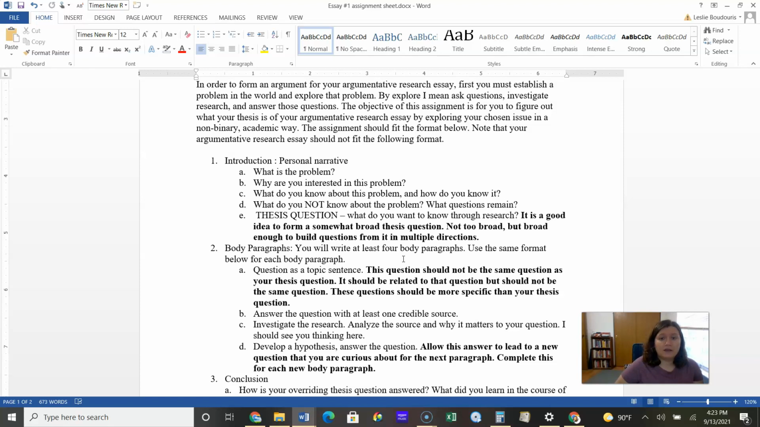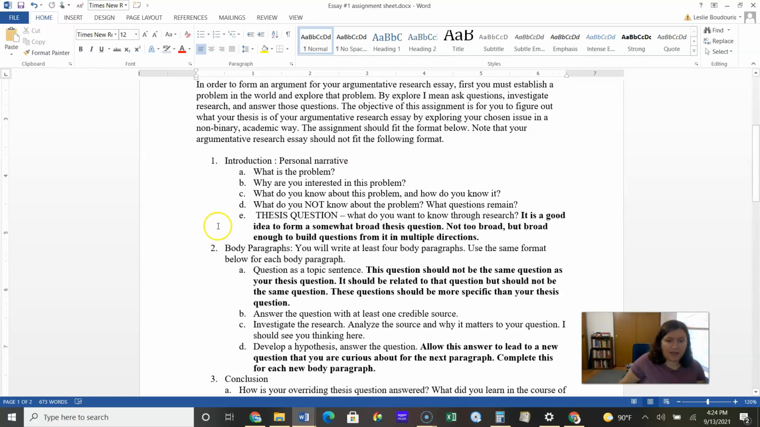So in this essay, you will be exploring and asking questions, investigating research, and answering those questions. The objective of this assignment is for you to figure out what your thesis is for your essay number 2, your argumentative research essay. Because writing, brainstorming, and critical thinking take a lot of work. They take a lot of time. So this essay is your space to really think through those questions or those ideas.